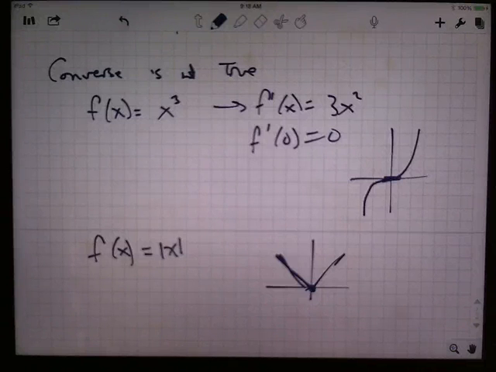In the next video, we will look at using all this stuff to actually find maxes and mins.